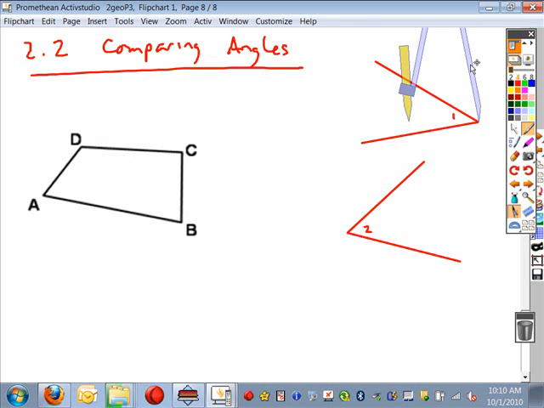You should do all the same steps that you would to begin duplicating an angle. So you're going to construct an arc that passes through both sides of your angle.